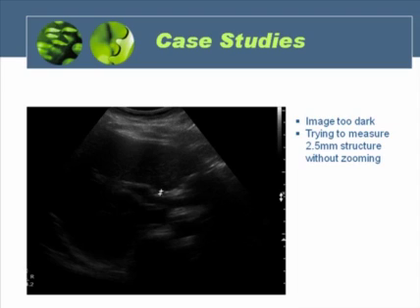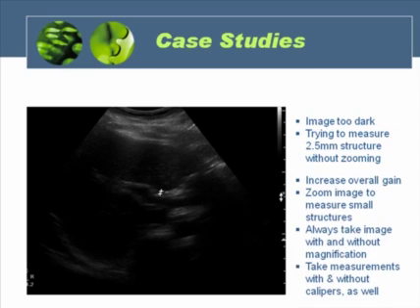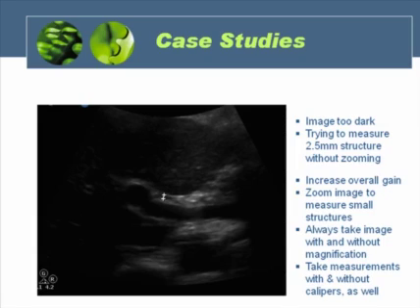So on this image, I would adjust my gain. I would take my overall picture just to show the reading or interpreting physician that this is a structure I'm going to be measuring next. And then the image that I take will be zoomed, and I will take the zoomed image both with and without calipers. See how much easier it is to see exactly what I'm measuring?